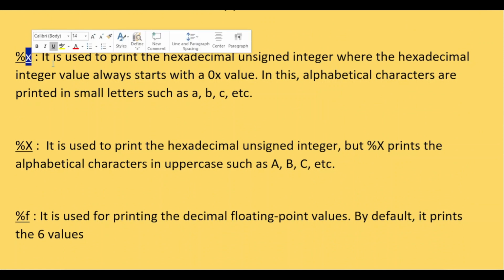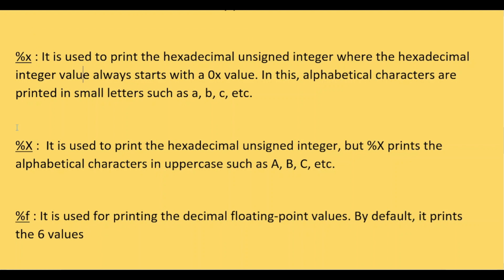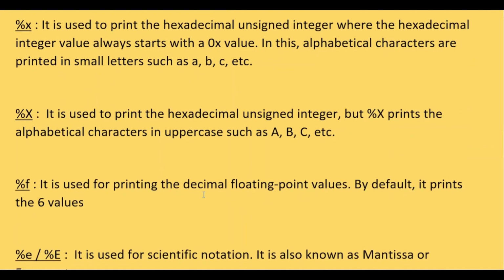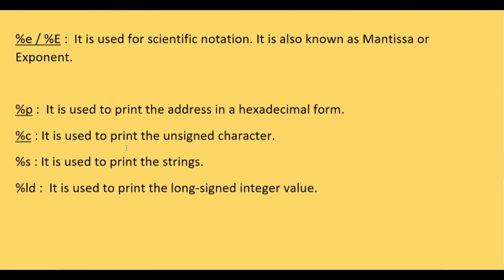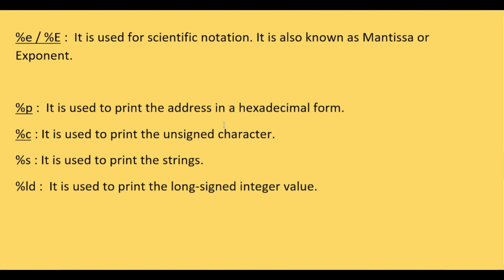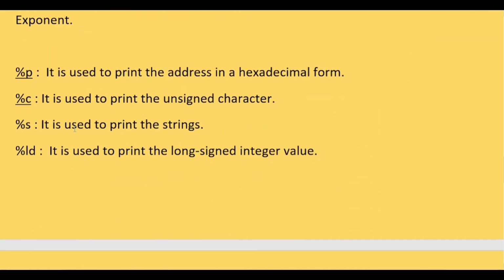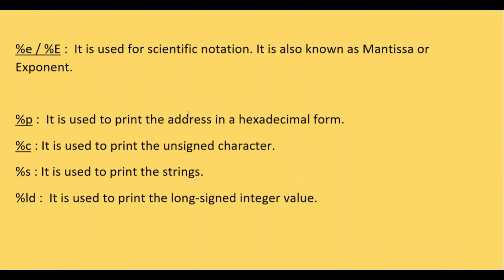We can use %x for hexadecimal unsigned integers, and the capital %X for hexadecimal unsigned integers too, but these are used for values greater than or equal to 10. %f is used for floating values. %e and %a are used for exponential and scientific notations. %p is used to print the address in hexadecimal form. %u is used to print the unsigned integer, %s is used to print strings, and %ld is used to print long signed integers. %c is for character.